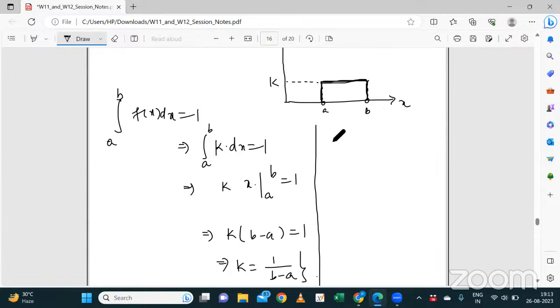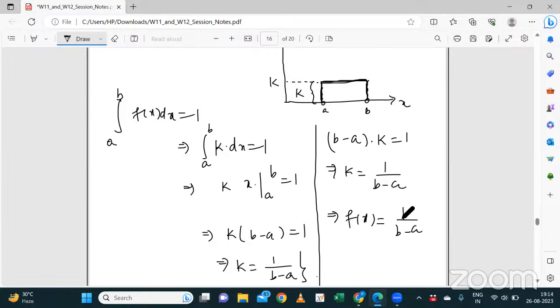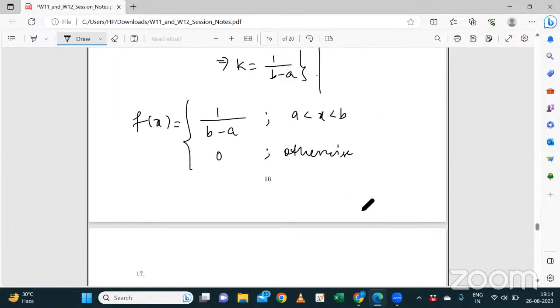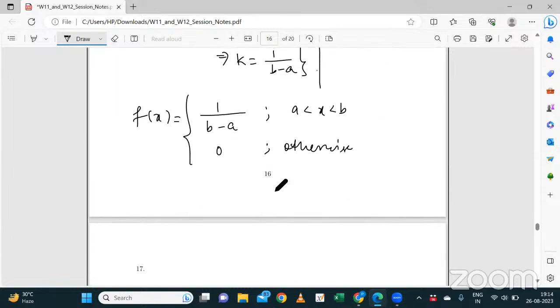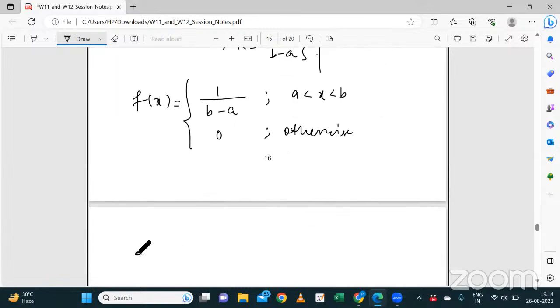The length is b minus a units, into k. The area under the curve should be 1, so k is nothing but 1 upon b minus a. I have treated this as f(x), which is 1 by b minus a. If you don't know integration, you can use the direct formula. This is the PDF of the continuous uniform distribution.